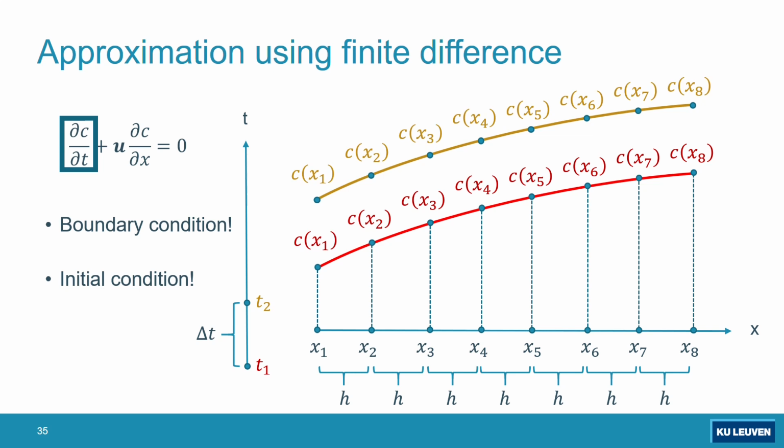And just mentioning the name, this is called explicit Euler. So as I said, there are a bunch of other methods in finite difference that you can use, but this method is called explicit Euler. And it's explicit because we use the value of the previous node to compute the value of the next one.